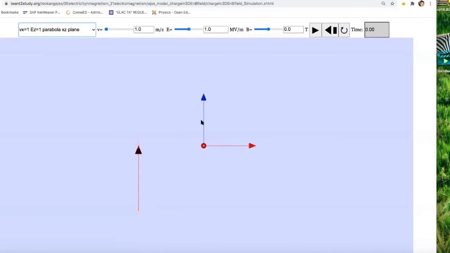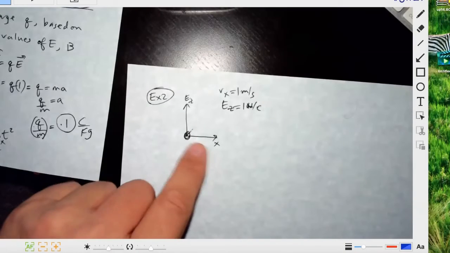Yeah, okay, this is easier to see. Okay, so Vx is 1 meter per second, and then Ez is 1 Newton per Coulomb. So then the second scenario looks like this.